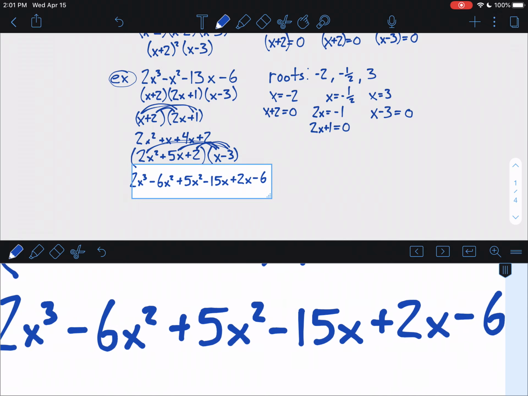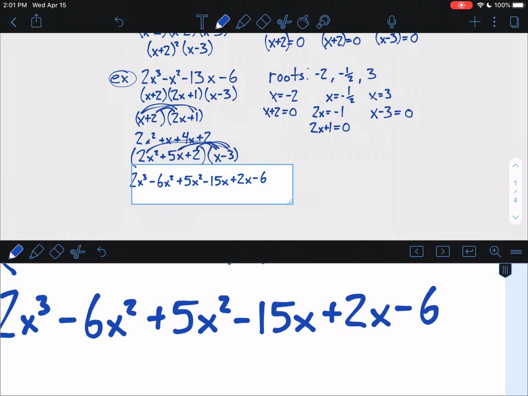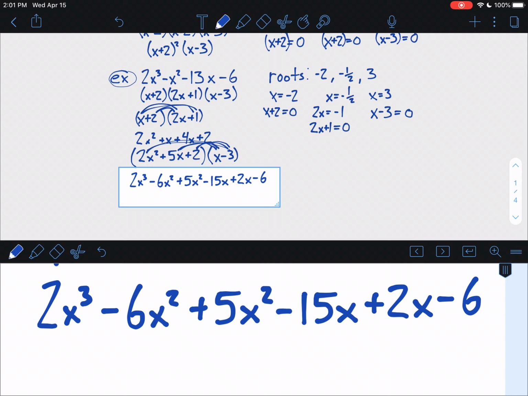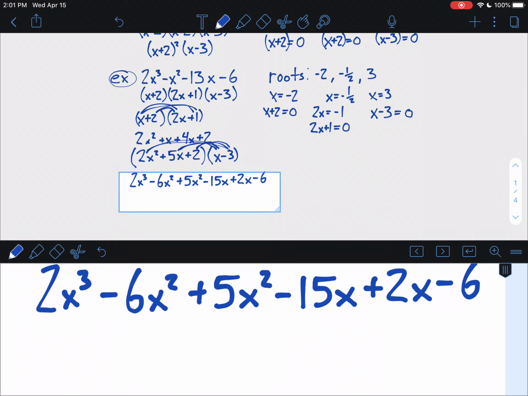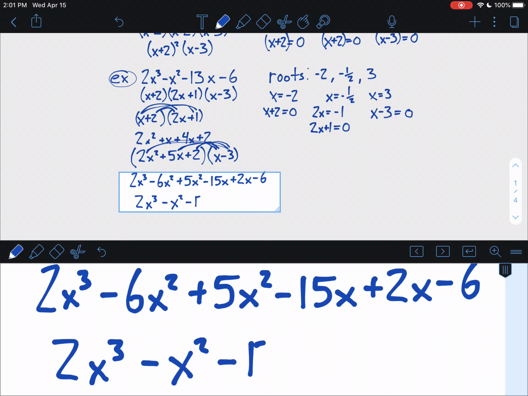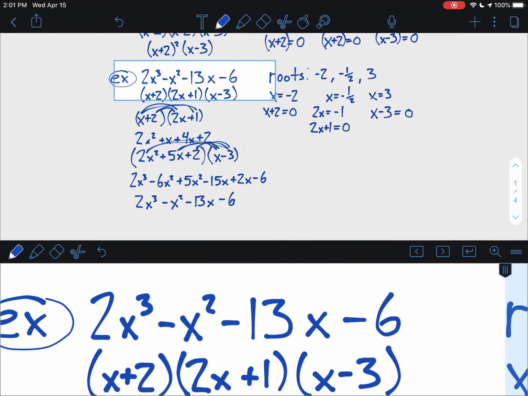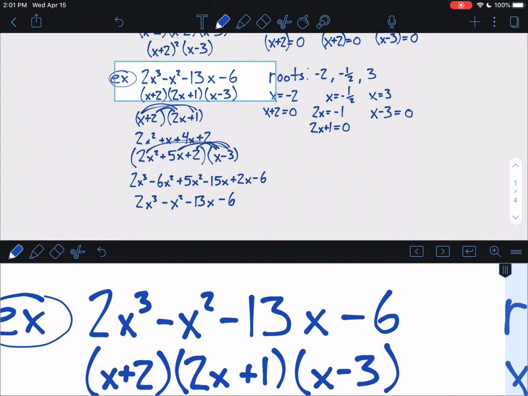So now I have this big thing, and all I have to do is combine like terms, just like I did previously. That is going to get me 2x to the third, and then minus 6x squared plus 5x squared, which is minus x squared. And then minus 15x plus 2x is minus 13x. And then I have a minus 6. So I have 2x to the third minus x squared minus 13x minus 6, which is exactly what we started with. So that's how you get from factored form back into the standard form.